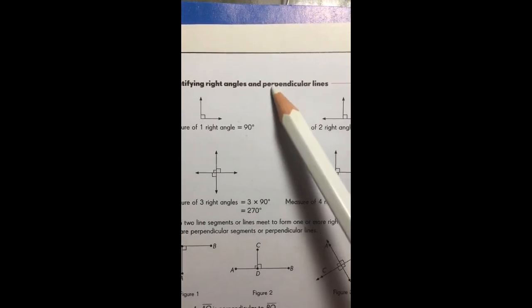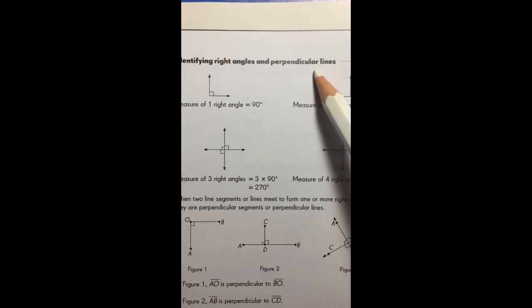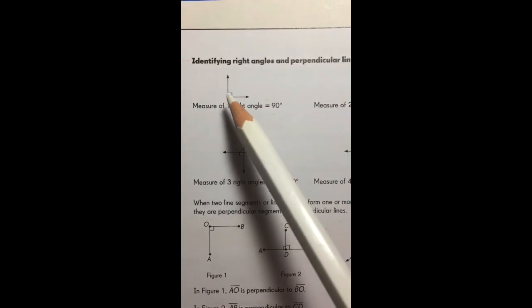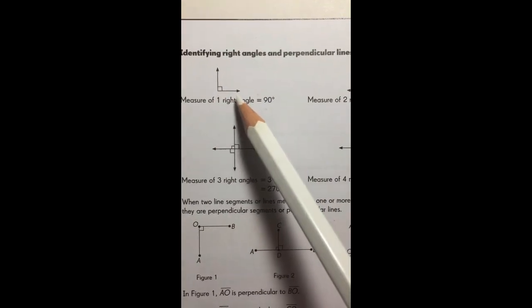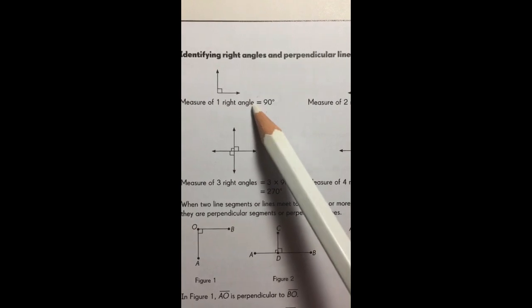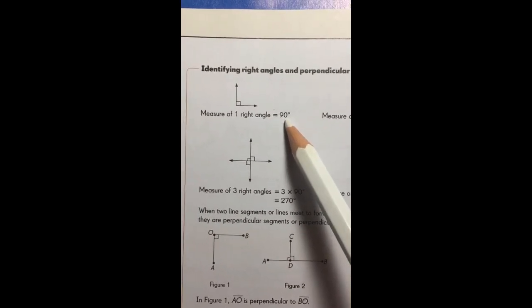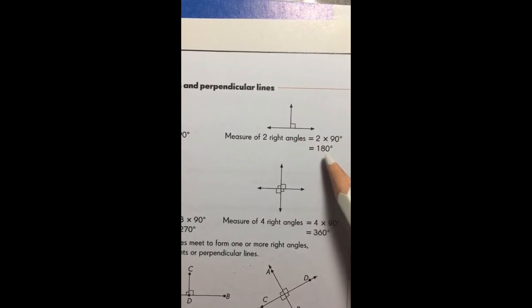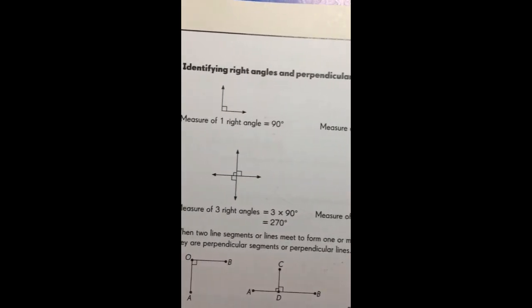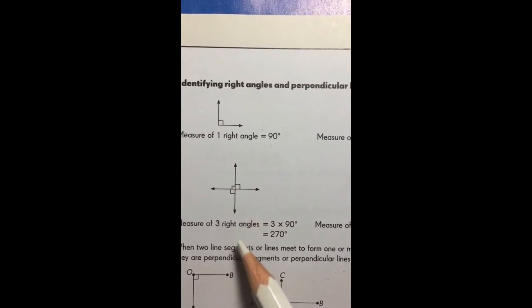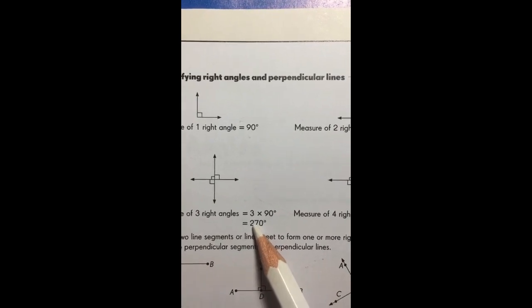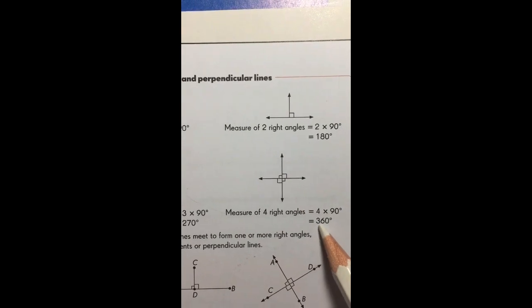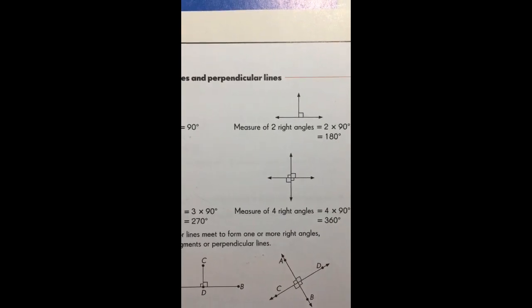We talked about perpendicular lines when we learned the chapter of triangles. So perpendicular lines form a right angle. This angle measures 90 degrees. If there are two right angles, it is 180 degrees. When there are three right angles, they measure 270 degrees. And 4 right angles measure 360 degrees.